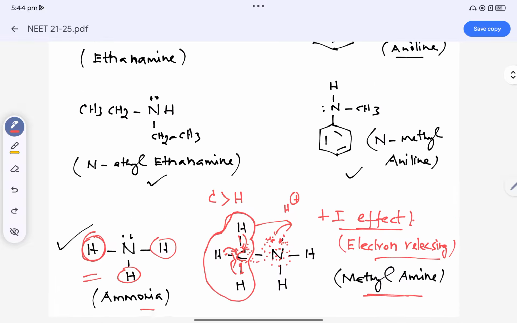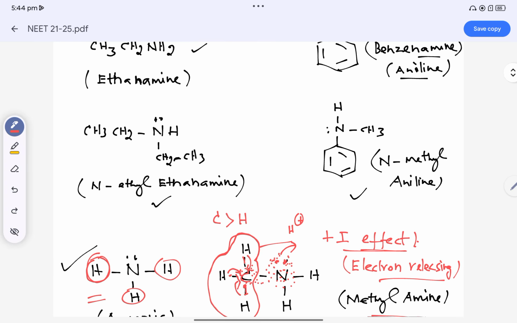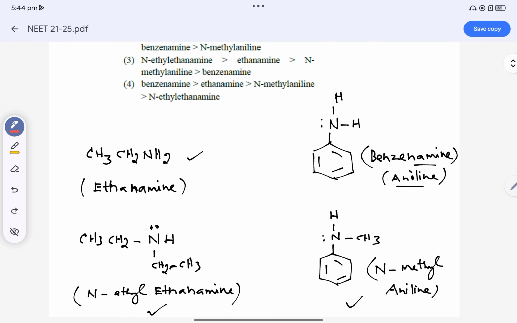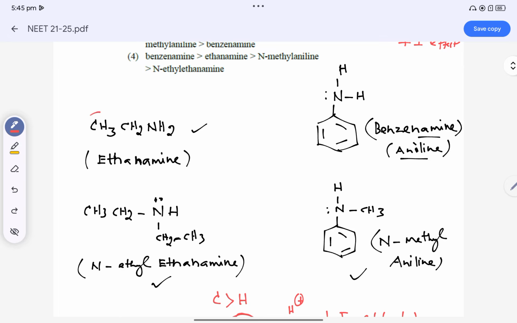On the basis of this discussion, we have to identify. So methyl group or ethyl group, the ethyl group also possesses plus I effect. My dear students, note this point. On the basis of this discussion, here this one is the ethyl group, only one ethyl group, so one plus I effect. Here is benzenamine.